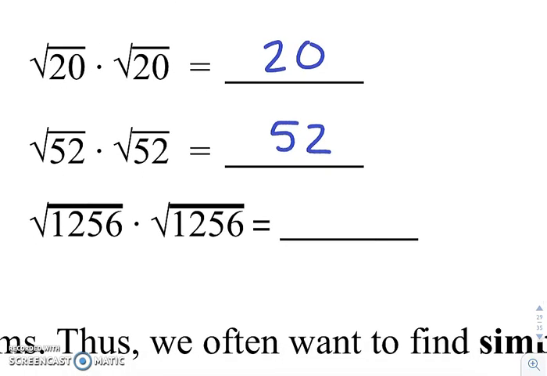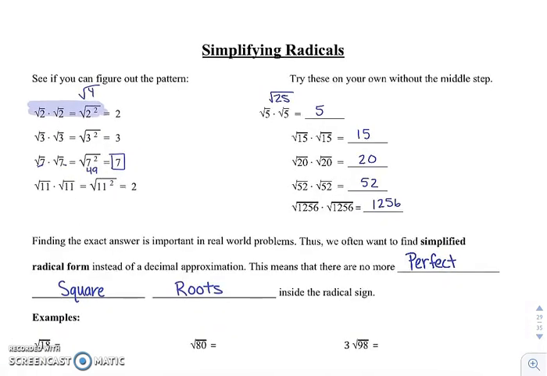Again, I do not know what 1,256 times 1,256 is off the top of my head. But I know that if you're multiplying two of the same thing together underneath the square root, when you take the square root of that number, you get 1,256. So finding the exact answer sometimes is important in real-world problems. So we are going to simplify radicals for those instances where that's the case.